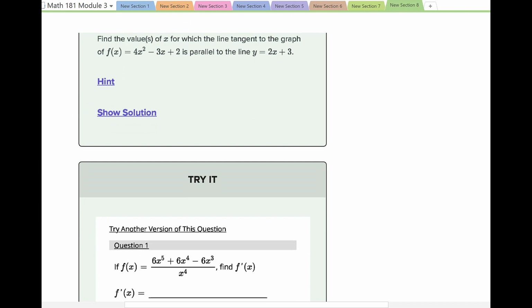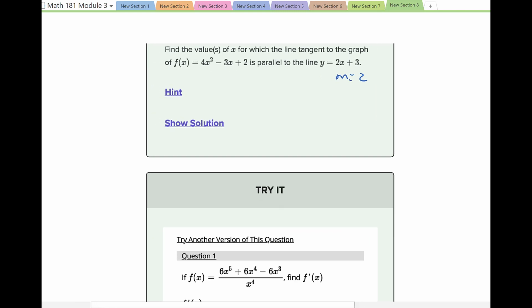Find the values of x for which the line tangent to the graph of f of x equals 4x squared minus 3x plus 2 is parallel to y equals 2x plus 3. So our slope here is 2. So we're going to take the derivative. F prime of x is 8x minus 3. And we take 8x minus 3 and set it equal to 2. So we have 8x minus 3 equals 2. And so we get 8x equals 5, or x equals 5/8.